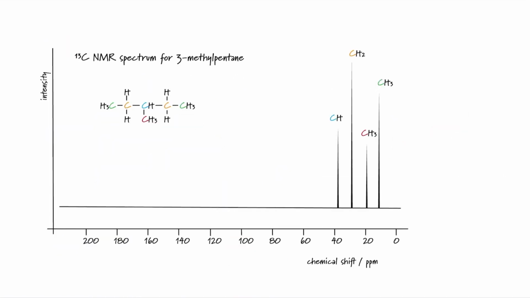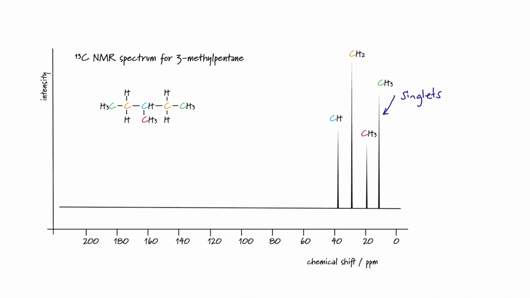I'm also assuming that you've got a basic understanding of how NMR spectroscopy works. If not, you really need to go back and watch the first video in this series. I'm going to jump straight in by showing you the carbon-13 NMR spectrum for 3-methylpentane. The first thing we might notice is that all the peaks in a carbon-13 NMR spectrum are singlets.